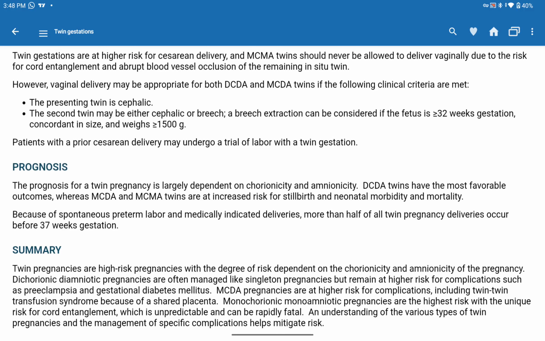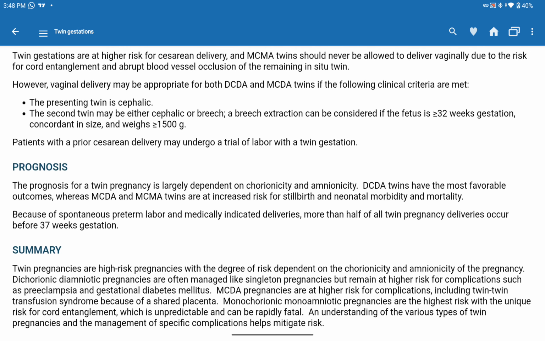Dichorionic diamniotic twins are managed like a singleton pregnancy, but in the scenarios we have discussed, the presenting fetus should be of cephalic presentation. The second one can be cephalic or breech. We can attend the breech presentation, but there is a risk of it being converted into a C-section even after that.